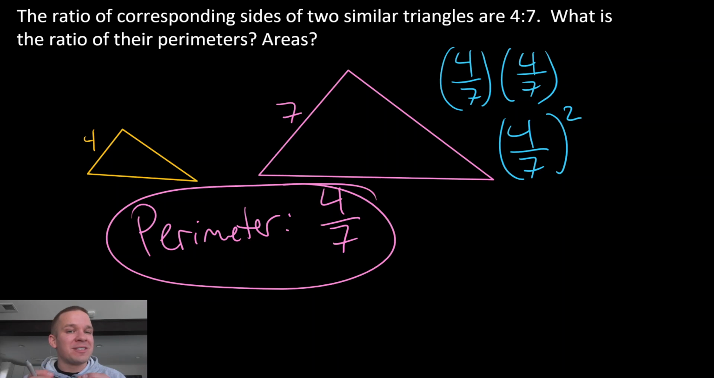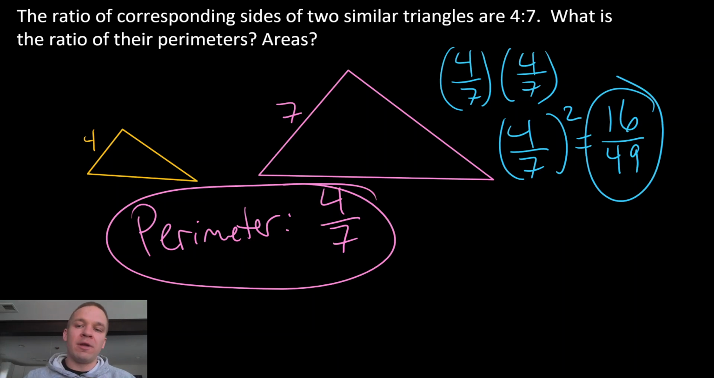And the way I like to remember this is that area, the units are squared, then my ratio is going to be 16 to 49 for the ratio of the areas. It's a little hard to see in a weird triangle like this. If you did it with some more basic ones, you could see it, but it still applies here.